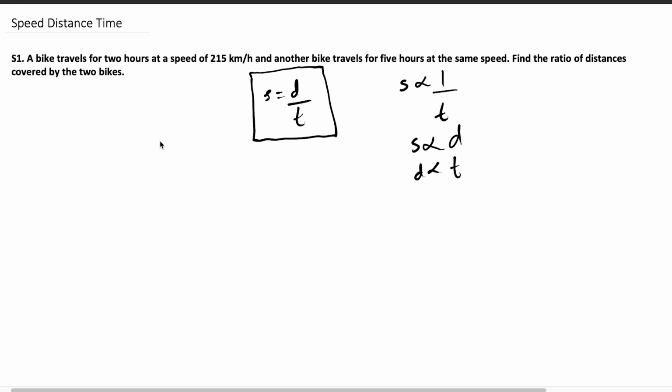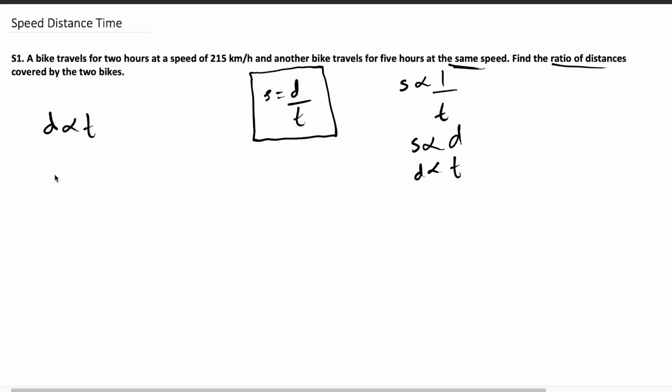A bike travels for 2 hours at a speed of 215 km per hour and another bike travels for 5 hours at the same speed. Find the ratio of distances covered by the two bikes. Here you can see that both the bikes are going at the same speed, so the speed is constant for both the cases, which means distance will be directly proportional to time. So the question here is to find the ratio of distances covered by two bikes.